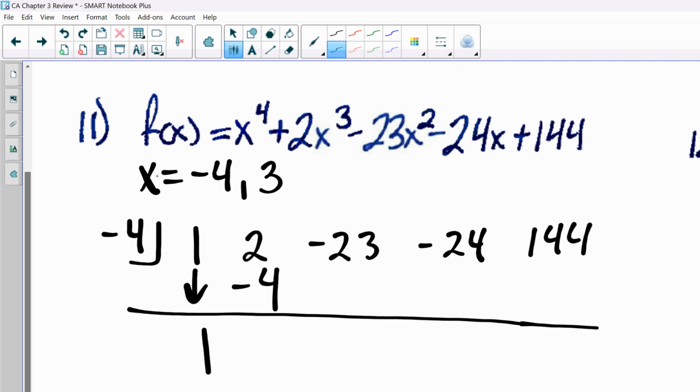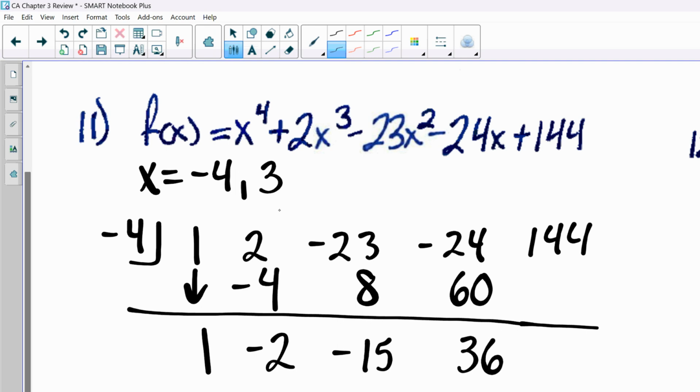So -4 times 1 is -4. 2 plus -4 is -2. -4 times -2 is 8. -23 plus 8 is going to be -15. Negative 4 times negative 15 is positive 60. Negative 24 plus 60 is going to be negative 36, which ends up giving us negative 144.